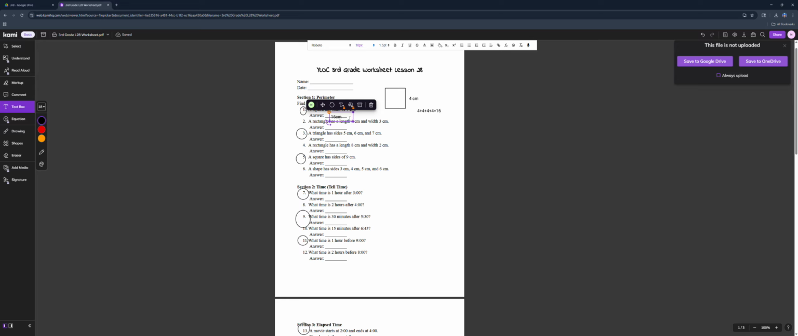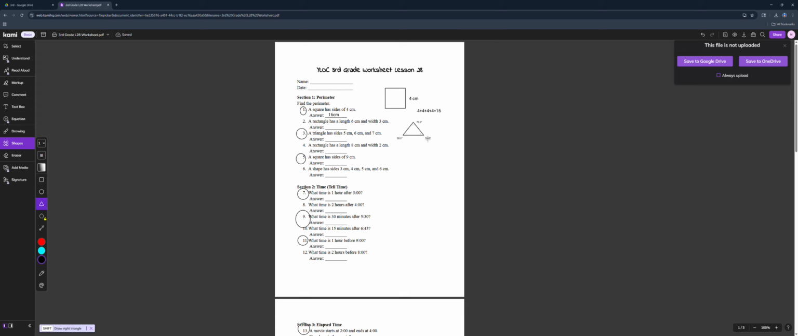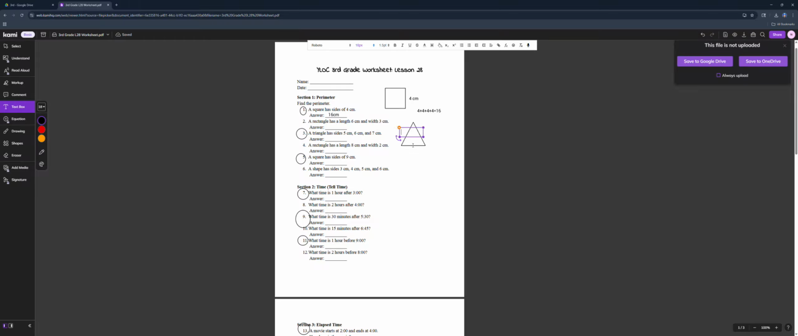cm. For number 3, we have a triangle has sides 5, 6, and 7, and this is basically the same thing as the square. When finding the perimeter, you just add the sides. So we have 5 cm, 6 cm, and 7 cm. So you're just doing 5 plus 6, 5 plus 6 is 11, and then 11 plus 7 is 18. So the triangle has a perimeter of 18 cm.